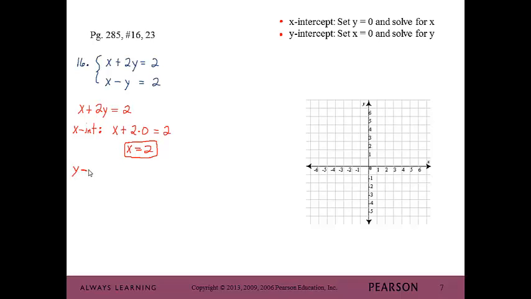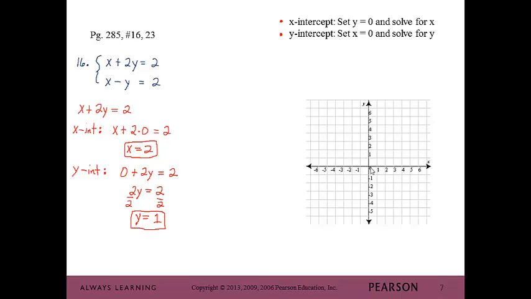And then for your y-intercept, you're going to set x equal to 0 and solve for y. So you're going to have 0 plus 2y equals 2. So now you have 2y equals 2. And then divide both sides by 2. And you'll have y equals 1. So the x-intercept is 2 and the y-intercept is 1.